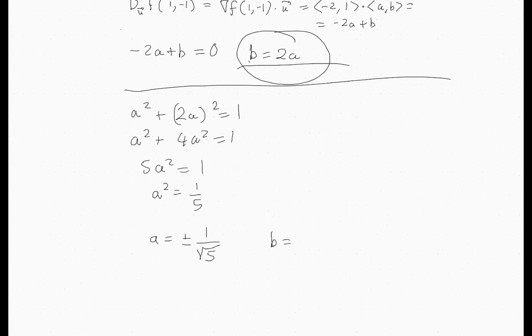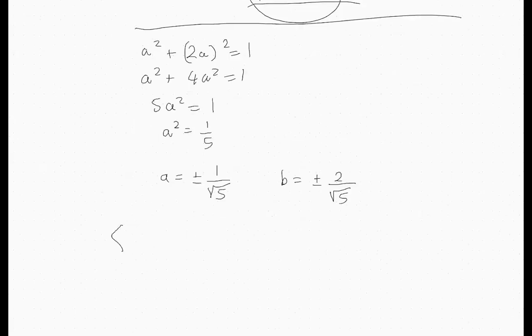And now we can put together our two vectors, so the two unit vectors for which the rate of change in their direction is 0 are going to be 1 over square root of 5, comma 2 over square root of 5, and -1 over square root of 5, minus 2 over square root of 5. So in the direction of these two vectors, the rate of change is equal to 0, and we found exactly what we wanted.